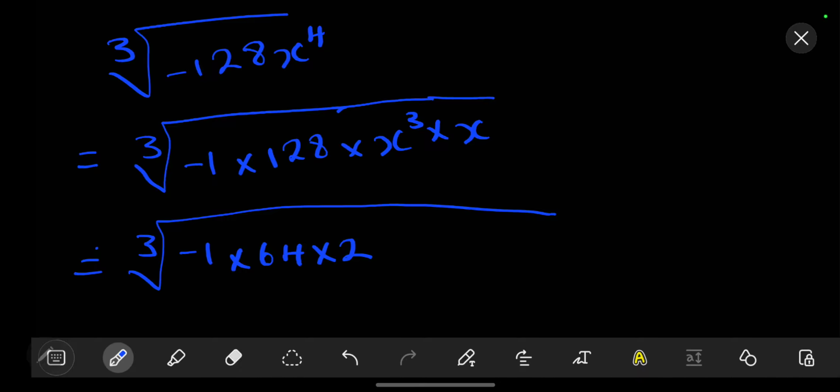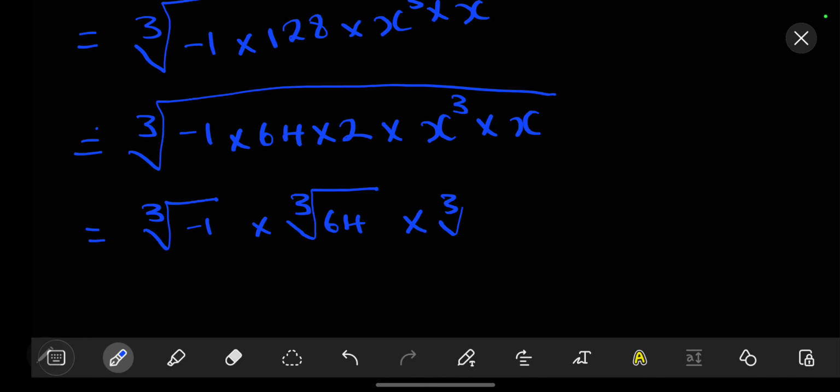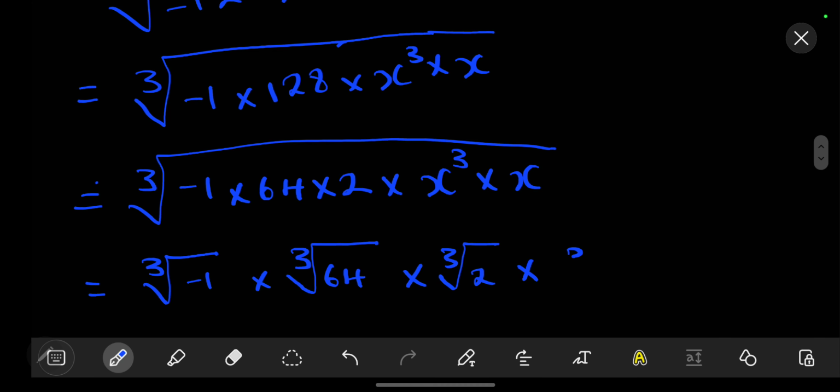because 64 has a perfect cube root, which is 4. 4 times 4 is 16 times 4 is 64. Then we have times our x to the power of 3 times our x, like that. Then we are going to distribute this cube root. So we are going to have the cube root of -1 times the cube root of 64 times the cube root of our 2 times the cube root of our x to the power of 3 times the cube root of our x, like that.